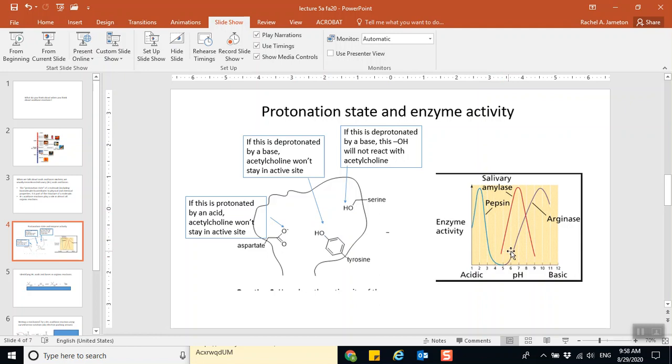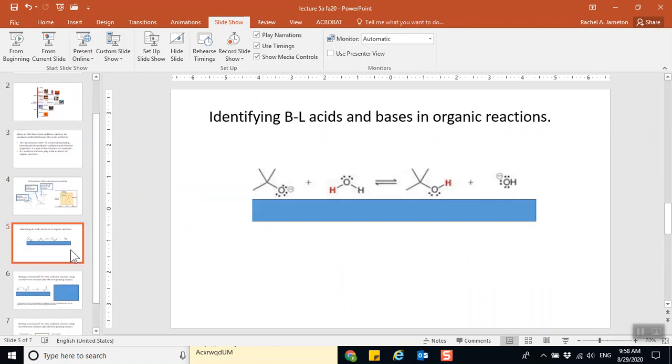Lots of our optimal pHs are around 7, because that's where our body's physiological pH is. So one of the things that you want to be able to do when we look at chemical reactions or structures is identify acids and bases. And this really is the same thing that you've done in general chemistry or other chemistry classes that you might have taken.